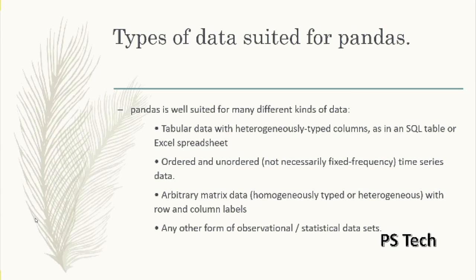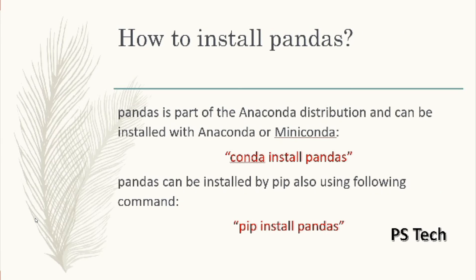These are the types of data suited for Pandas. Pandas is well suited for many different kinds of data, that is tabular data, ordered and unordered data, arbitrary matrix data with row and column labels, and any other form of observational or statistical data sets.